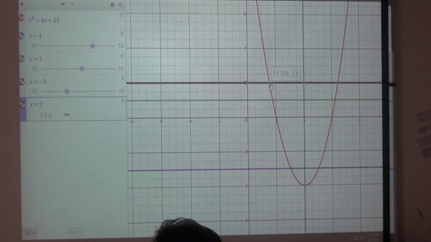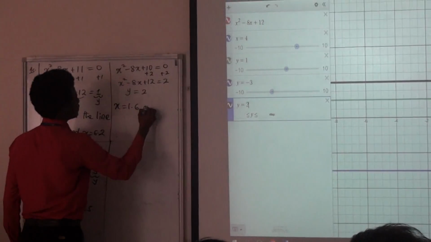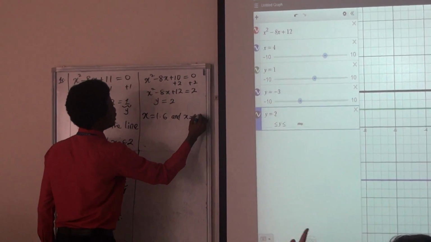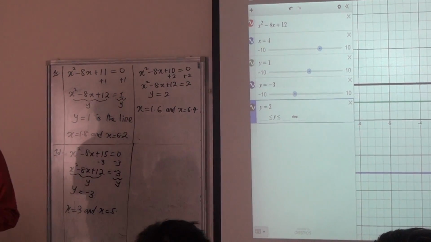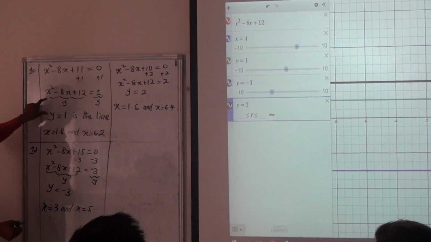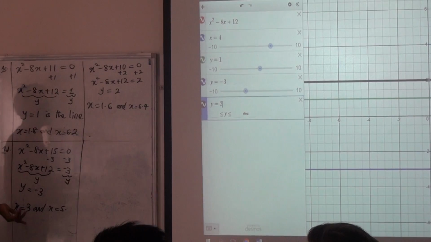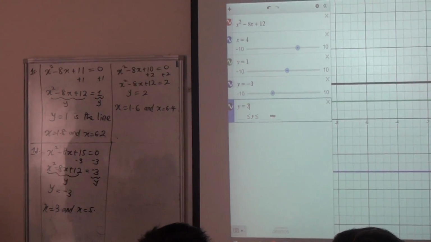So can you see that? That's x is equal to 1.6 and 6.4, right? So x is equal to 1.6 and x equals 6.4. Does it make sense? Yeah. So all you need to show in your paper is how you got this equation, which is this and the line. Then you write this in the space provided. That's all I ask you to do for this number.